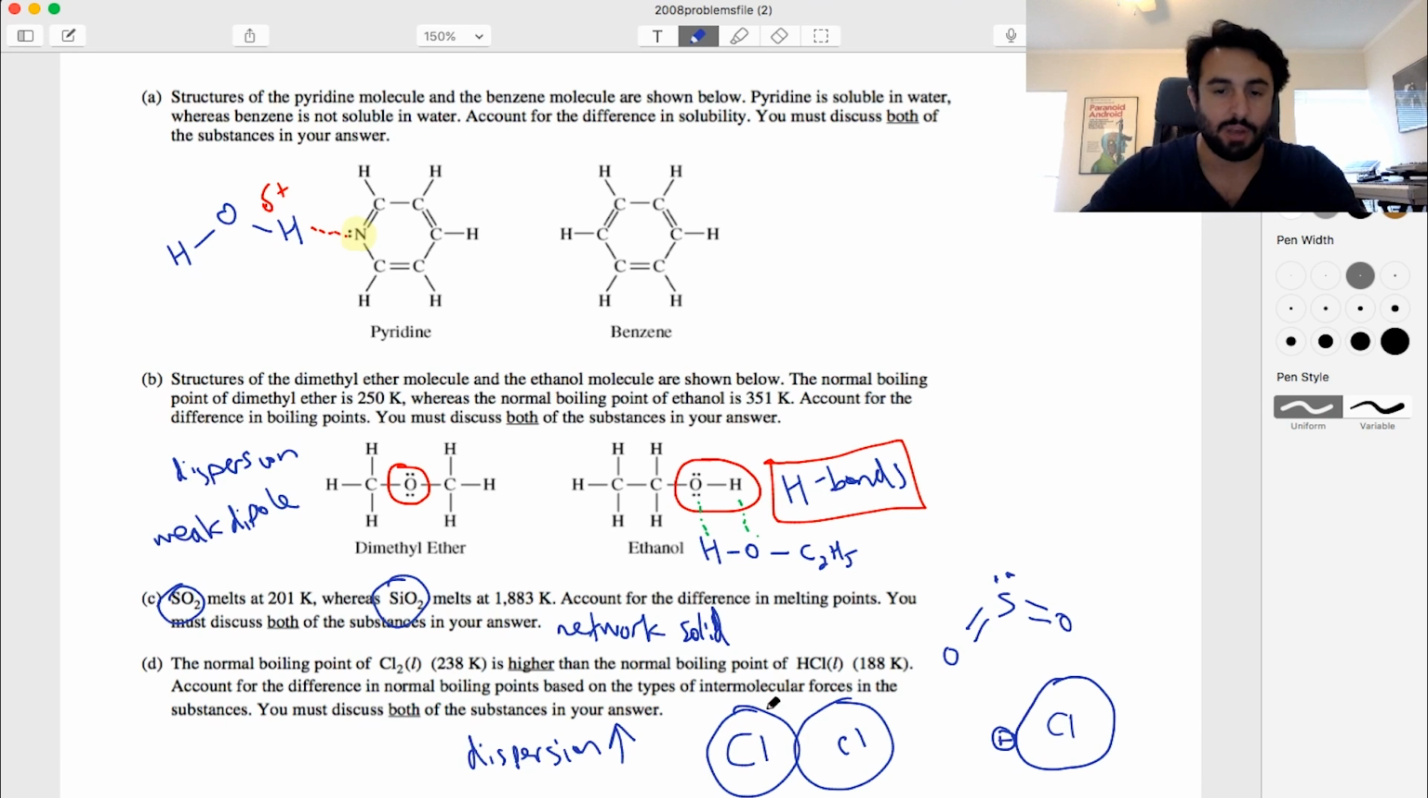SO2 molecules. We needed to know that here, even though dipole-dipole interactions tend to be stronger than dispersion interactions, here it wasn't enough. This was so much larger that it was the increase in dispersion interactions that ended up tipping the scale for Cl2. So that's a nice one on intermolecular forces.